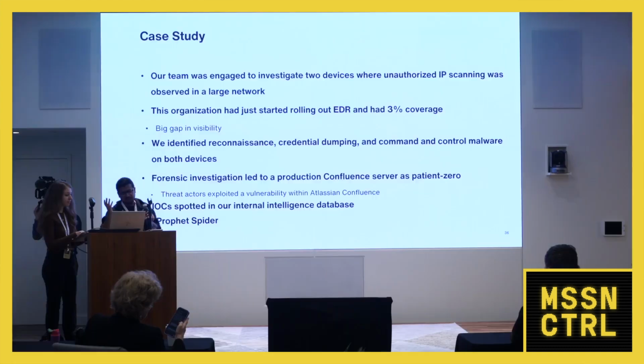Our forensic investigation basically led us to a production Confluent server that was compromised. Now, all these indicators of compromise that we collected throughout this incident matched an actor called Profit Spider. I'm not sure if folks have heard about this actor, but this actor was pretty sophisticated. They had good expertise in scaling their attacks against Windows and Linux systems.